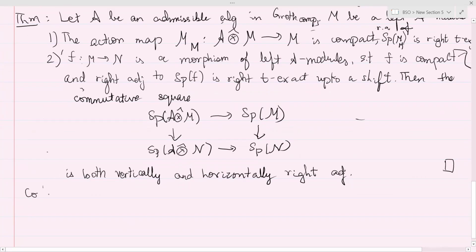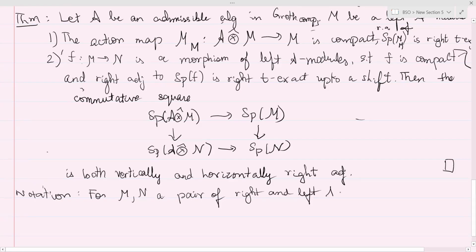So we have the following corollary. Before that, the notation is the following: for M and N a pair of right and left A-modules, where usually A will be admissible, but in Groth-Comp, an algebra object.